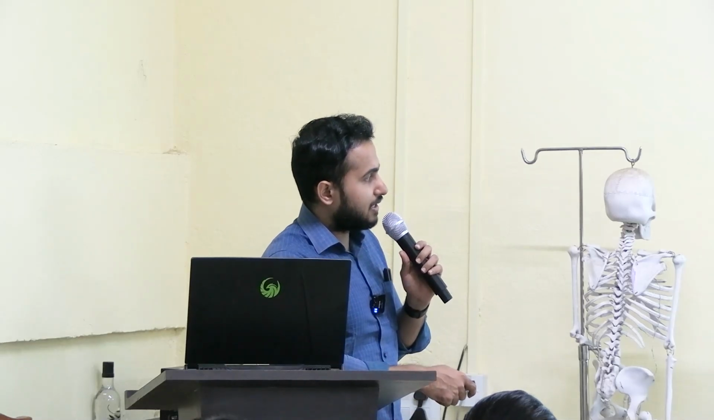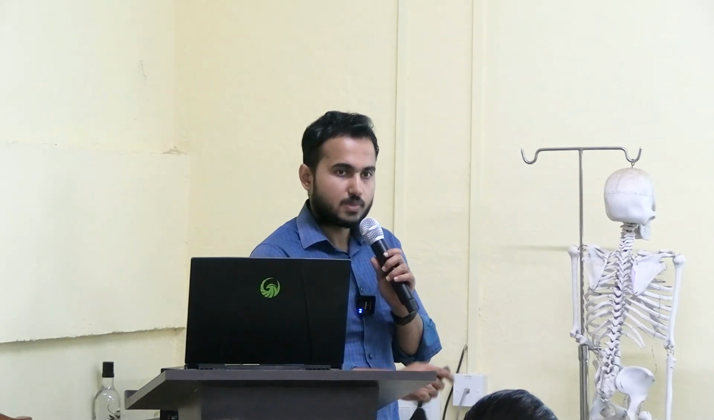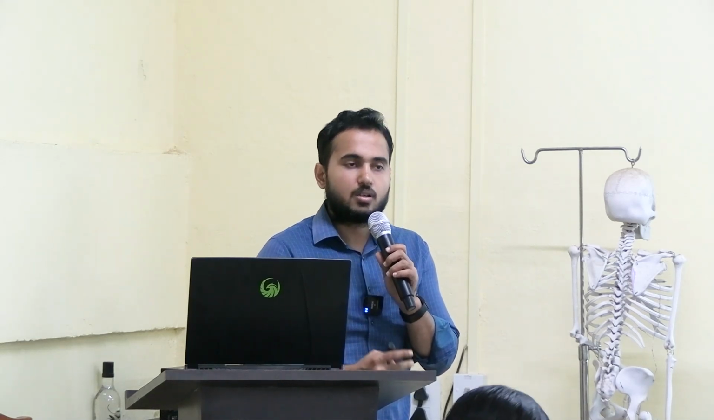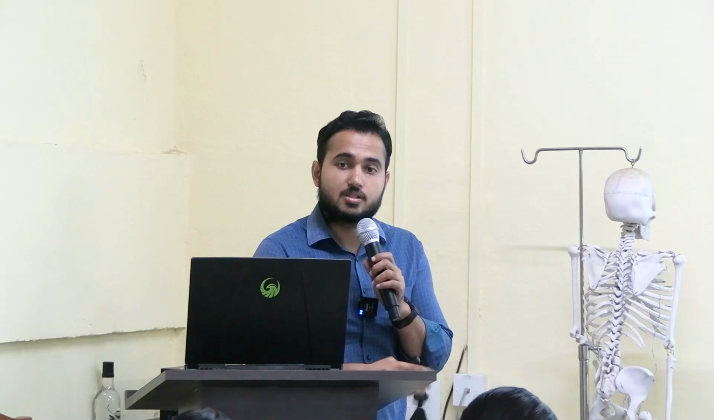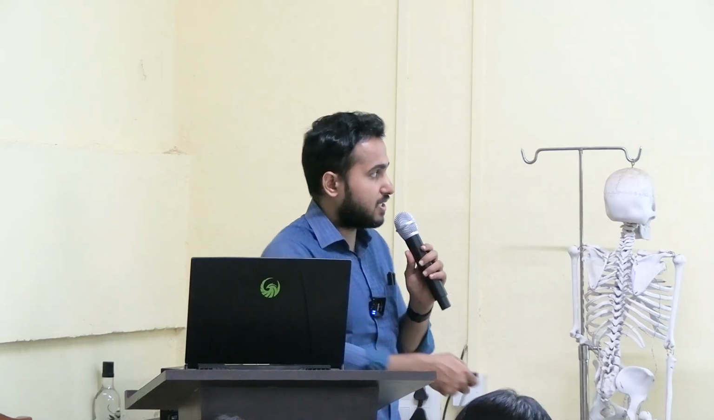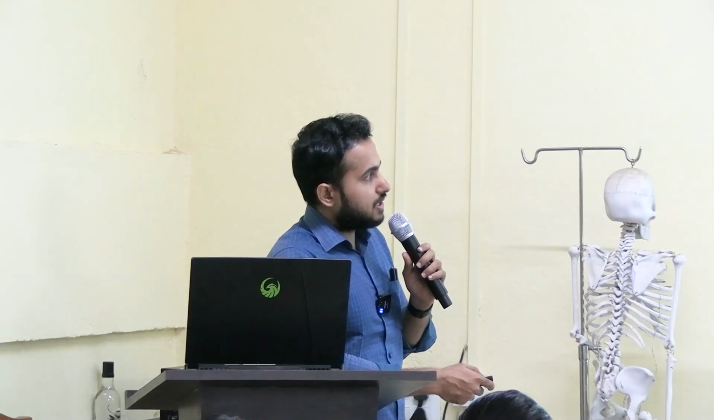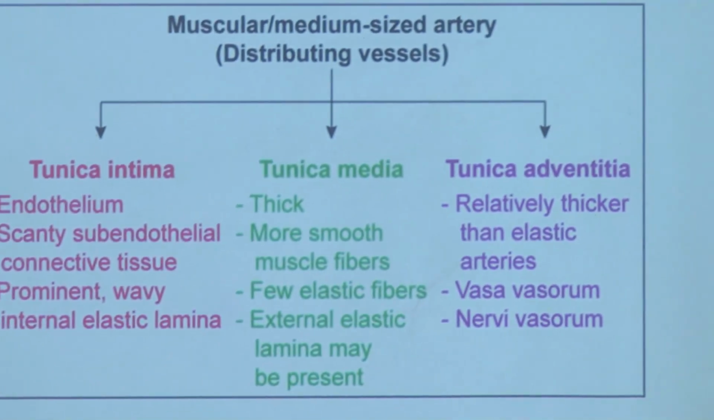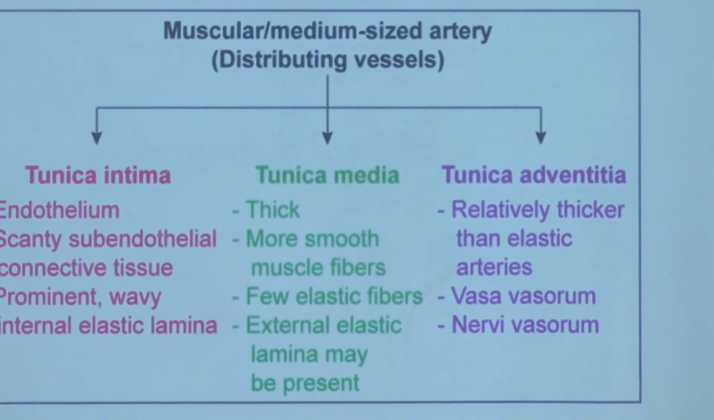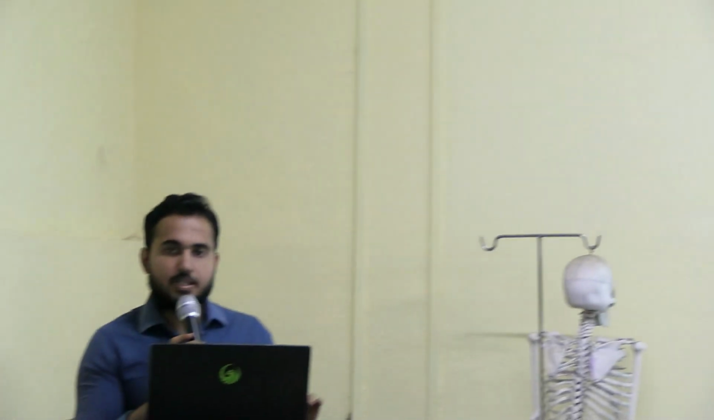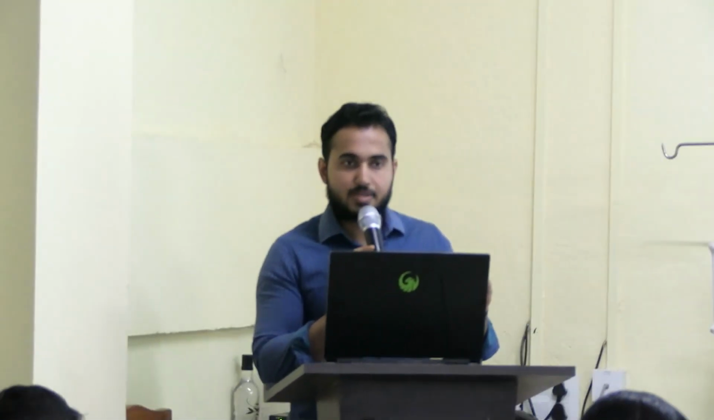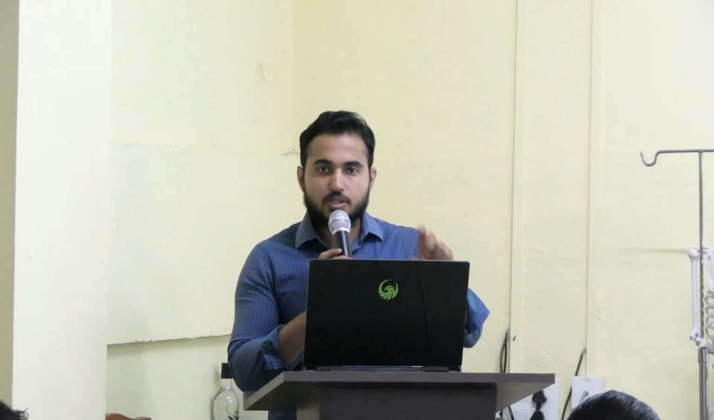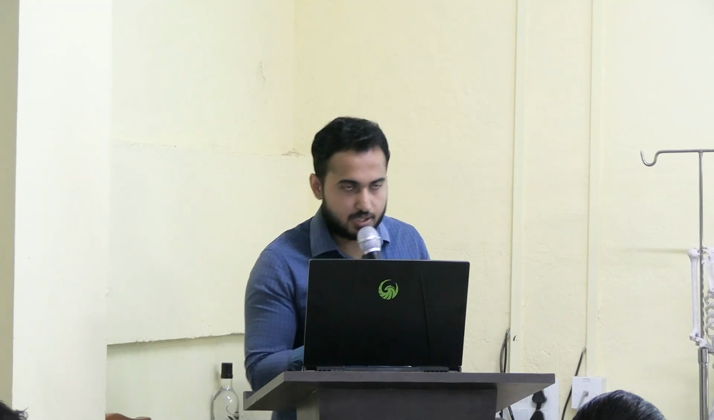Next, prominent wavy internal elastic lamina can be seen. So previously we have seen that internal elastic lamina is indistinguishable, or you can say it is non-prominent, but here it is prominent in nature. Easily it can be seen. Next, if you see the tunica media, it is thick. More amount of smooth muscle fibers are there as compared to the elastic fibers. Okay. So the number of elastic laminae and number of sheets of elastic fibers are less, but the number of smooth muscle fibers are more in the tunica media of muscular artery.